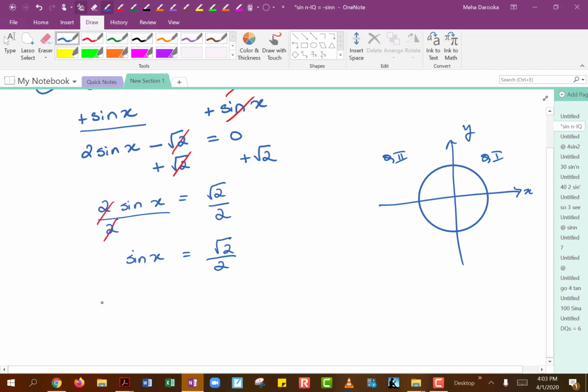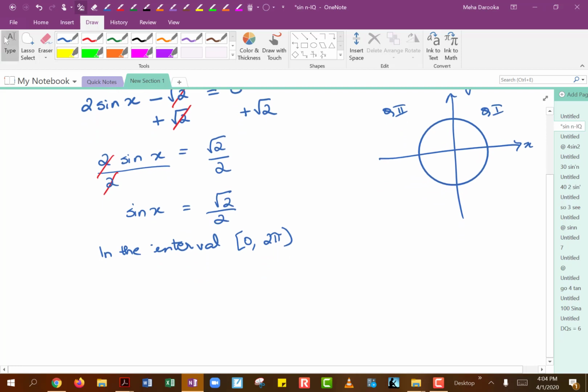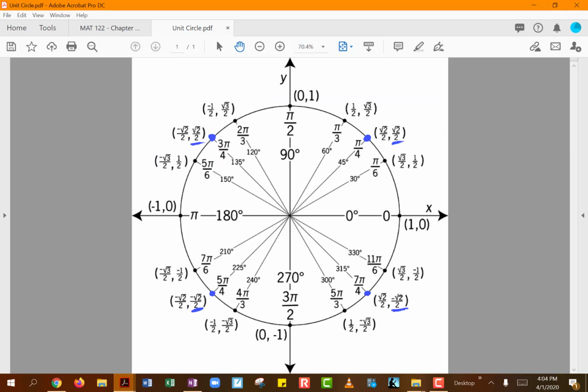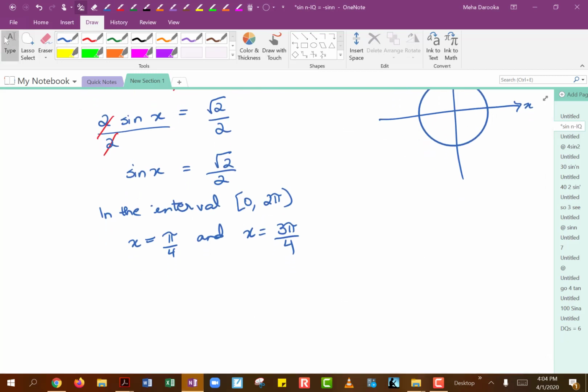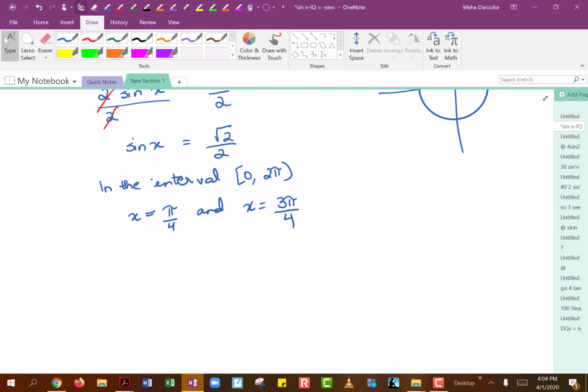Okay, so the way you are going to write these answers down is in the interval, because remember your sine function has a period of 2 pi, so that's why we're looking at the interval from 0 to 2 pi. Your x values are going to be pi over 4 and 3 pi over 4. Remember, those are the two angles that I was showing you here on our unit circle. So this would be specific to that interval, but we are looking for the general solution.